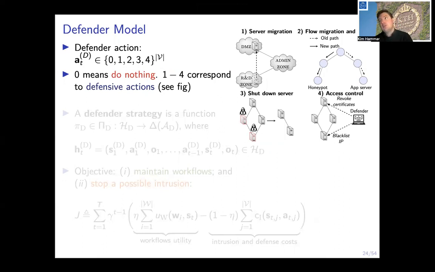So this is a good action, for example, if the defender suspects that a node may have been compromised, but you're not really sure, then you may want to migrate that node to a demilitarized zone temporarily in order to investigate it. Second defensive action is to migrate or block flows in the network. So the defender may block flows based on IP. It may also migrate flows to a honeypot, for example. The defender can also take more draconic actions and may decide to shut down a server or to revoke certificates of a server.